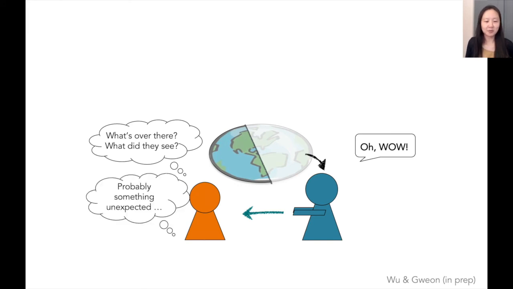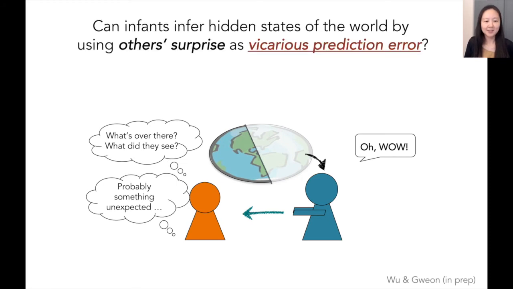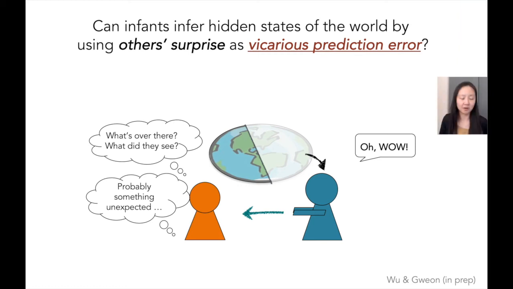But in order to do so, the learners must have a causal model of what makes people surprised. So in this study, what we were asking is whether infants can infer hidden states of the world by using others' surprise as vicarious prediction error. This is work with Young Woo, a postdoc who's actually starting next year at U of Toronto, Scarborough. And so take a look at this person who has a box full of mostly red balls and just a few white balls. She randomly draws one and puts it inside a small black box.